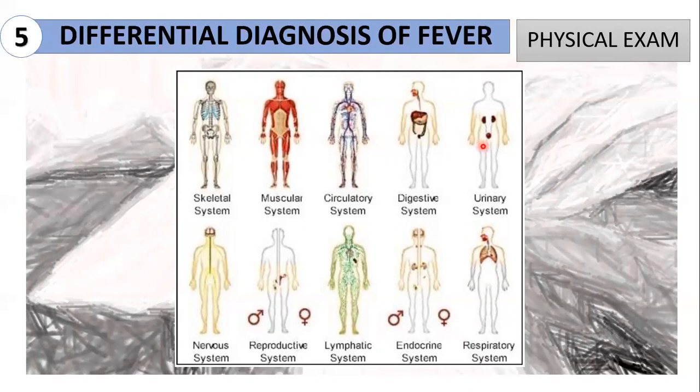For urinary system, we could do costovertebral angle tenderness checking by doing a kidney punch, which would indicate an acute pyelonephritis. For the nervous system, we could assess for meningeal signs of meningitis. We could do Brudzinski and Kernig sign. For reproductive system, by just doing an inspection for discharge, we could already suspect a sexually transmitted infection. For women, we could still do speculum exam and bimanual examination.